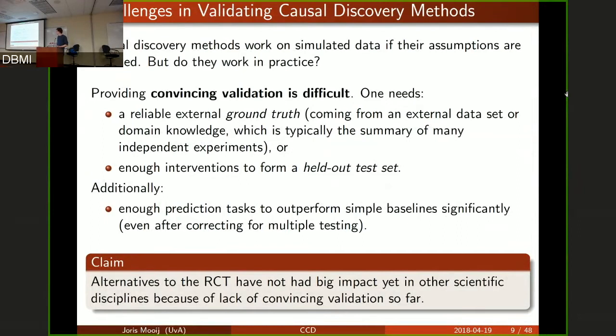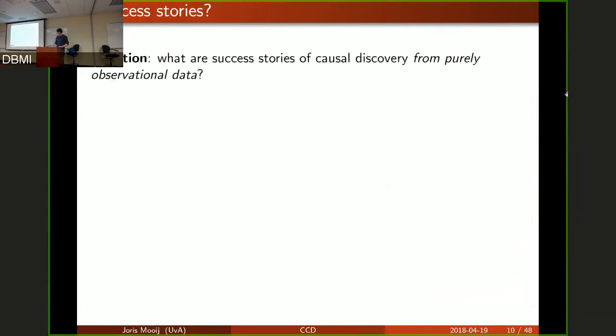I will focus my talk on this part. The first part of the claim is just my personal impression that I have. So, lack of convincing validation so far. So question, success stories. What can anybody here tell me a success story of causal discovery from purely observational data?